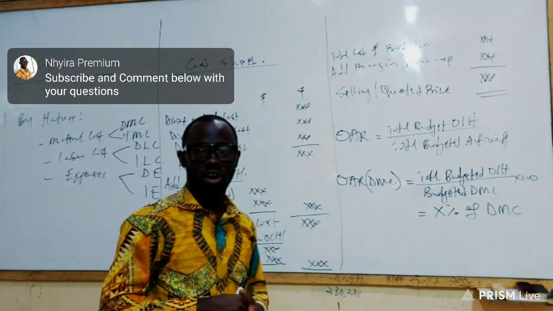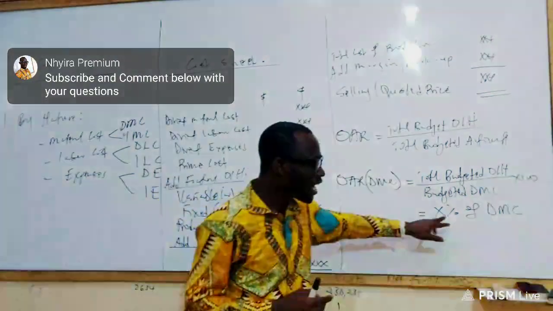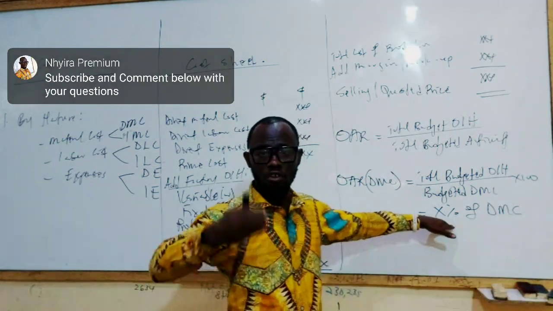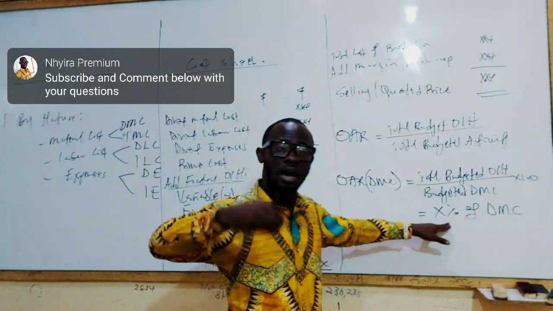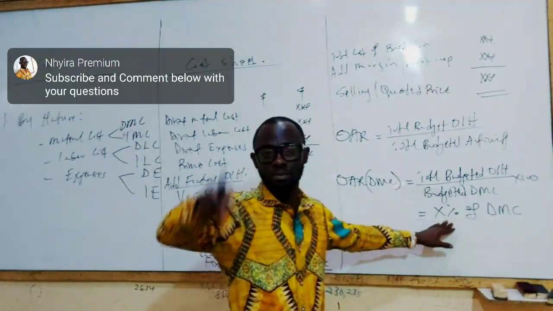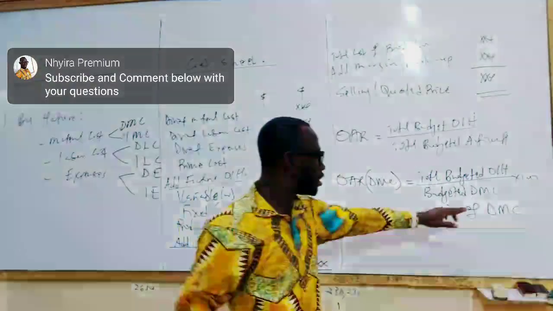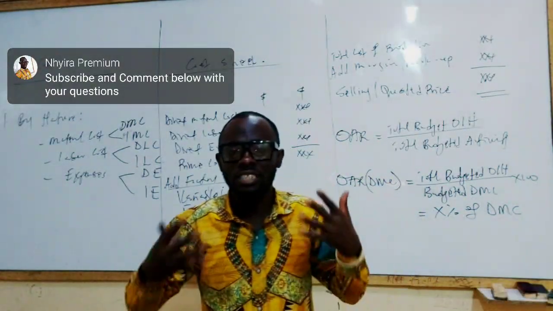If we compute the overhead absorption rate, look at the answer we are getting according to direct material cost. That is going to be X%. Now the X% here is a value. So X here represents the value or the figure, the amount that we are getting. So 20%, okay? 50%, okay? So if it is 10% of direct material, what does that mean then?